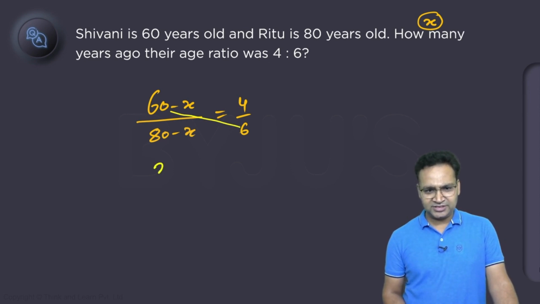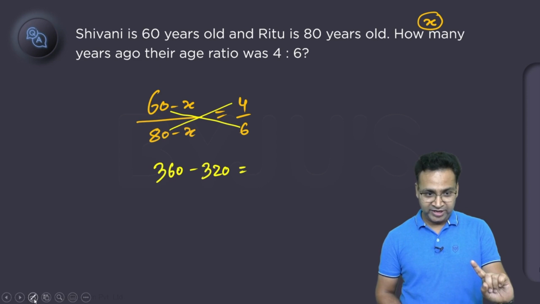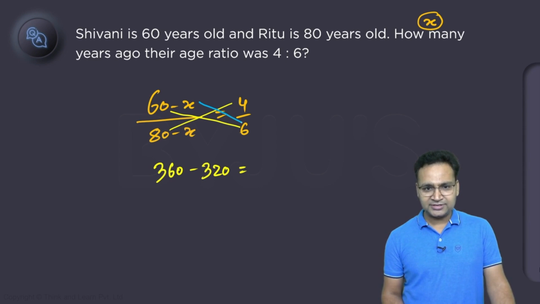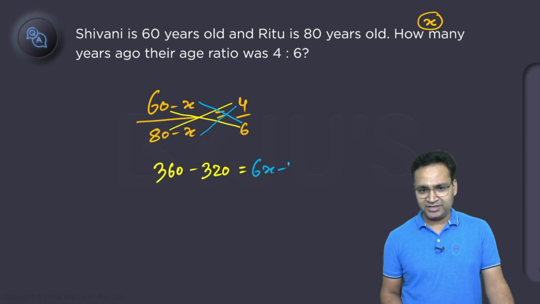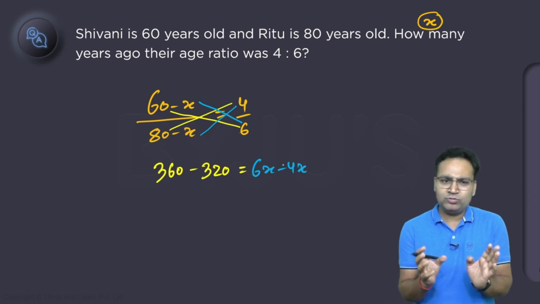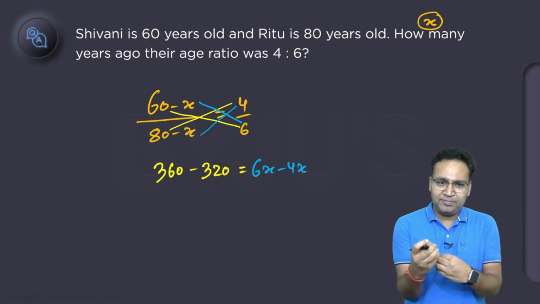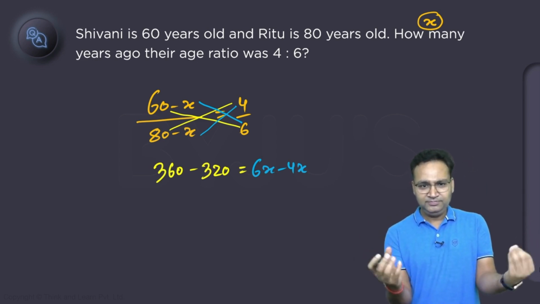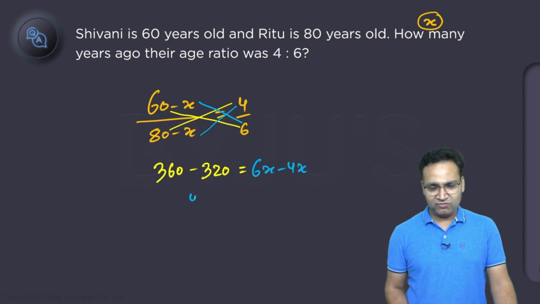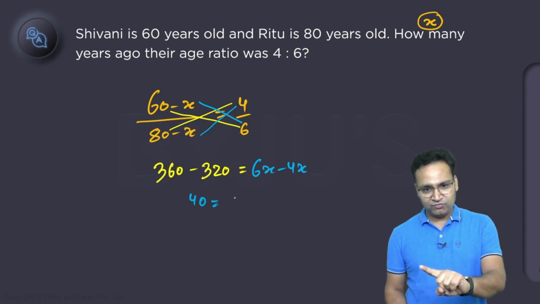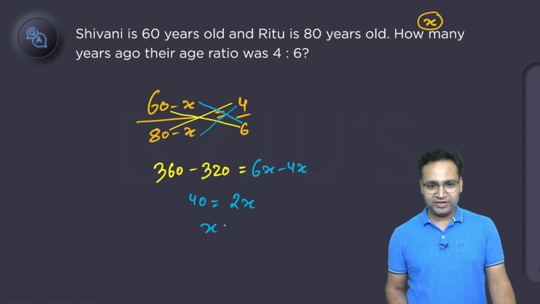60 into 6, 360. Clear? 80 into 4, 320. You remember this trick? Remember? Okay. Similarly, changing the color. x into 6, 6x. 4 into x, 4x. So it is 6x minus 4x. When you use this trick, you assume that everything is right. You are just subtracting the bigger minus smaller. So it is like 40 is equal to 2x. So x is 20. That means how many years ago? 20 years ago.